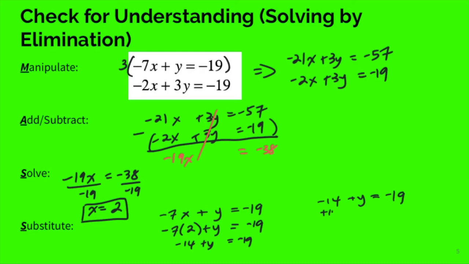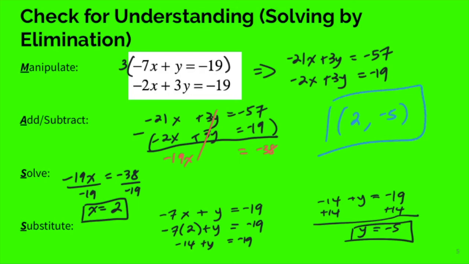And then I can add 14 on both sides, once again using my inverse operations. So I have y equals negative 5. And whenever I am writing my solution to a system, I can write it in coordinate form. So my x would go first, so it would be 2, comma, negative 5. And that would be my solution.